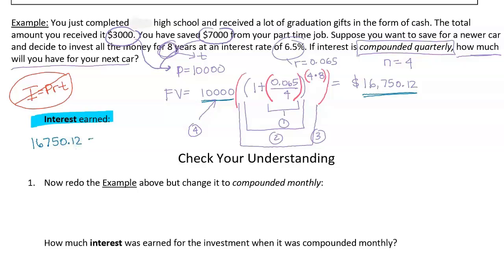$16,750.12 minus $10,000, because that's what I originally put in the account. We put in $10,000 and we didn't add any more. We just earned money from interest. So the amount of interest earned is going to be $6,750.12.